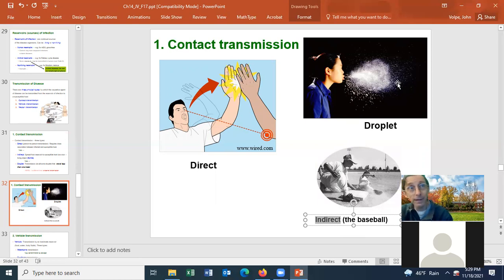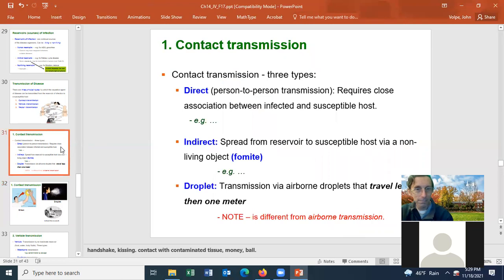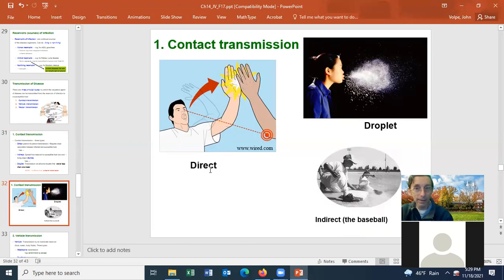If you don't know, COVID-19 can easily spread within 6 feet and 1 meter. Is that what I said? Yeah, 1 meter is only about 3 feet. So COVID-19 spreads 6 feet. So it's both droplet transmission and airborne transmission. We'll talk more about COVID-19 a little bit later in the term. Any questions about the 3 contact transmissions?